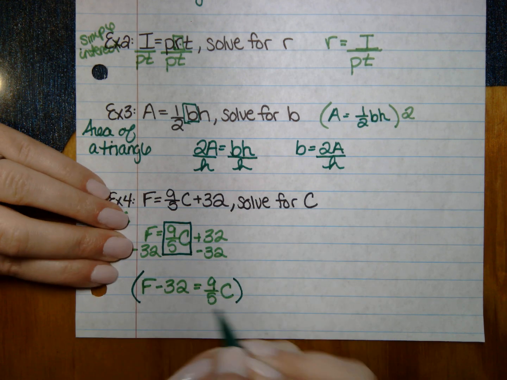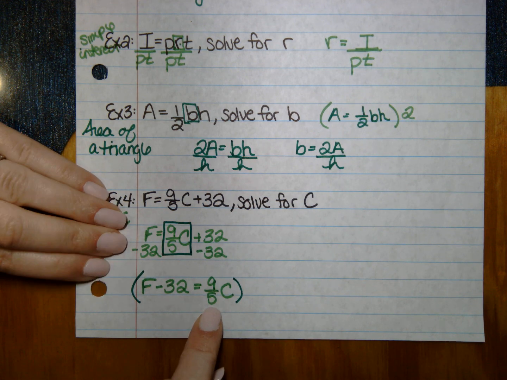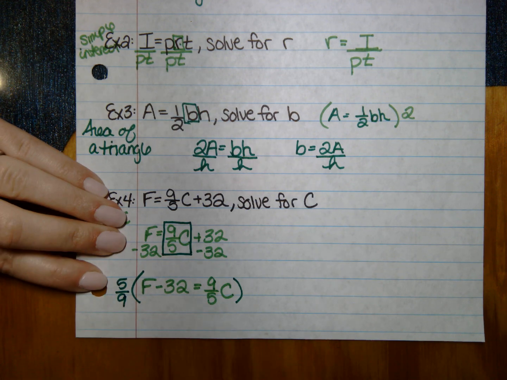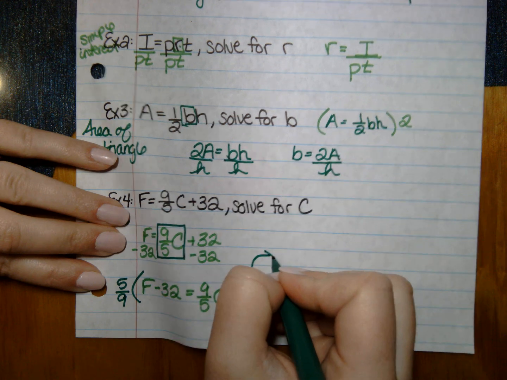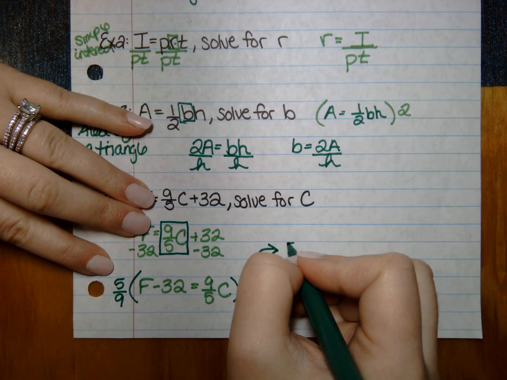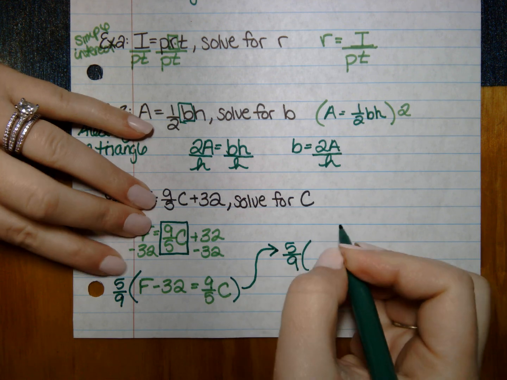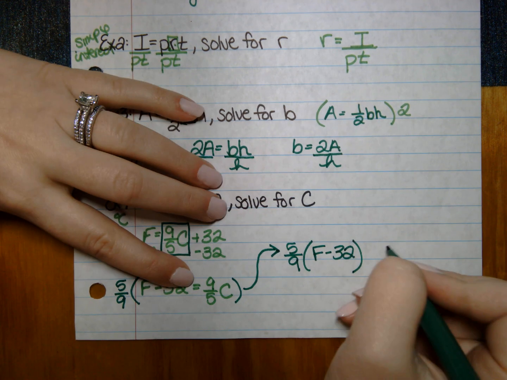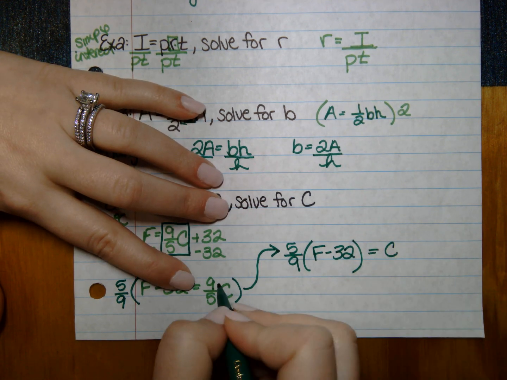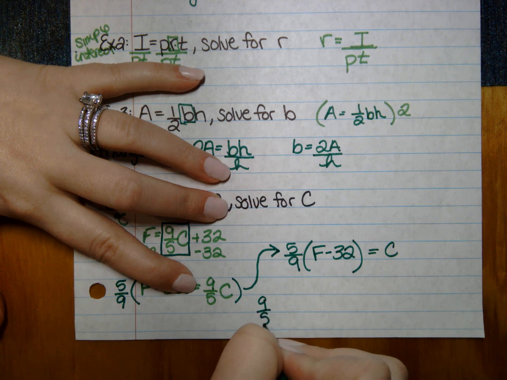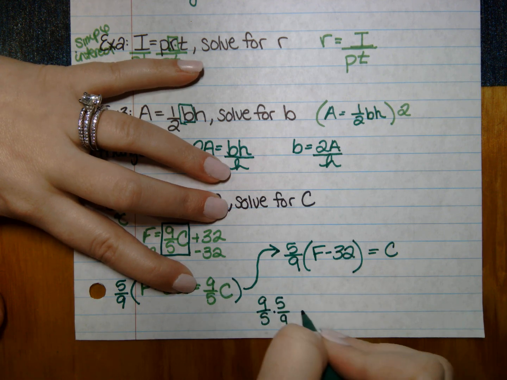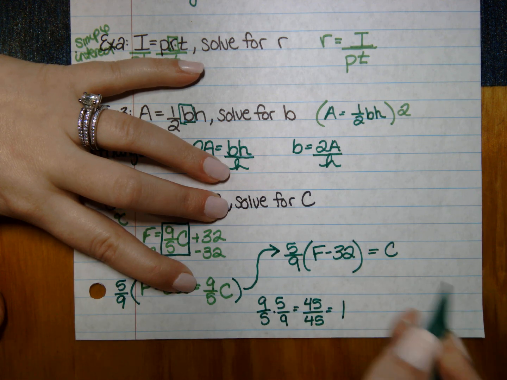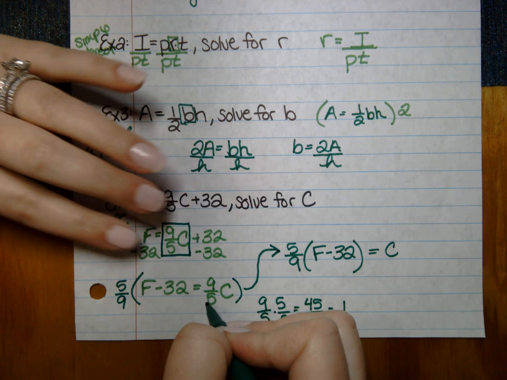Now I need to multiply both sides by the reciprocal of this fraction. So I'm going to multiply everything by 5/9. So when I rewrite my final answer, I'm going to have 5/9 times this difference of Fahrenheit minus 32, and that's going to equal my value of C, because if I have 9/5 and I multiply it by 5/9, I end up with 45 over 45, which is equal to 1. So that's why it cancels in front of my C value.